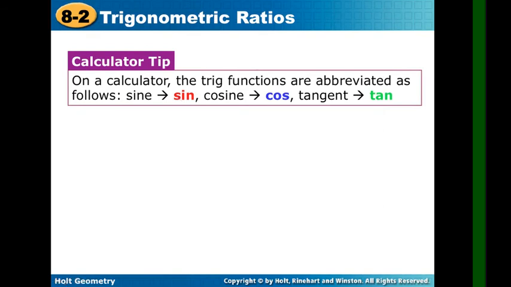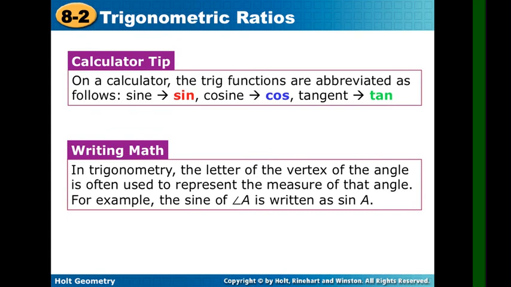calculator tip. On the calculator, the trigonometric functions are abbreviated as follows. Yung sine sa calculator, makikita mo siya as sin. Cosine is cos, and tangent is tan. So, kung meron kang scientific calculator ngayon, paki-hold siya kasi later on we have some problems to solve at para alam mo rin kung ano yung pipindutin mo.